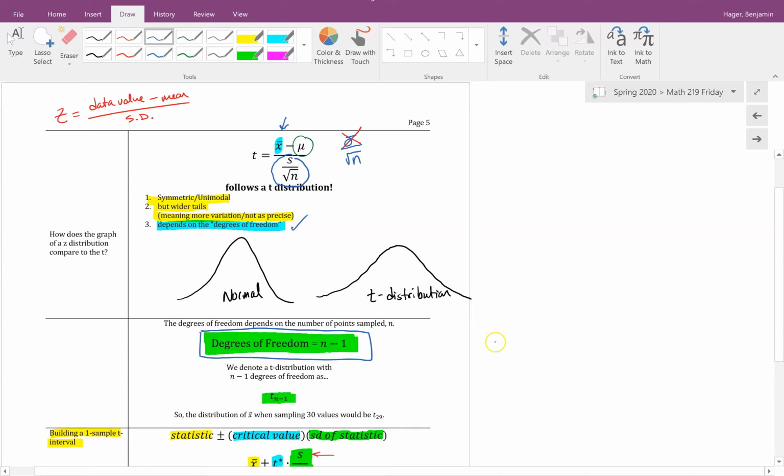So when you're going to consult a table to find your special critical t-value, the first thing you have to know is, what are the degrees of freedom? It's always one less than your sample size. And in fact, we usually write the degrees of freedom as a little subscript, one less than the sample size.